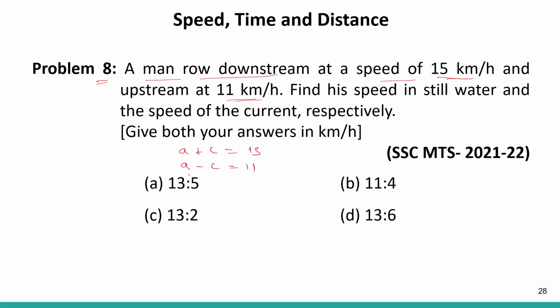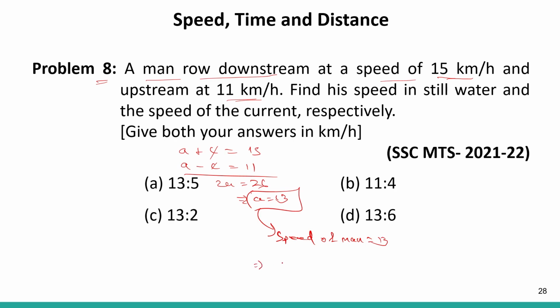11. So solving these two simultaneous linear equations, what we are left with is 2A is equal to 26. So this implies that A is equal to 13, right? So you can see that the speed of man is equal to 13.